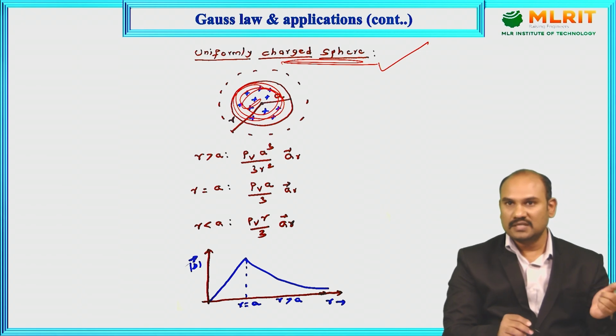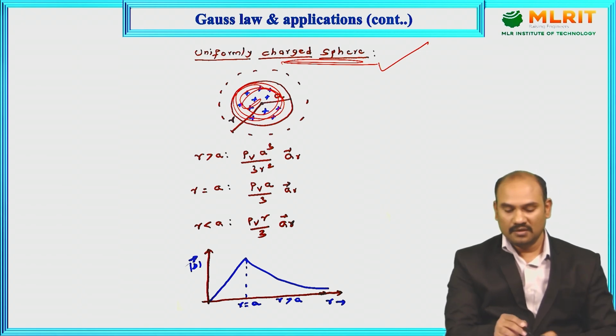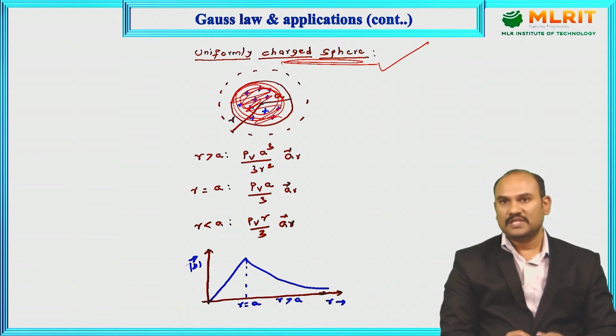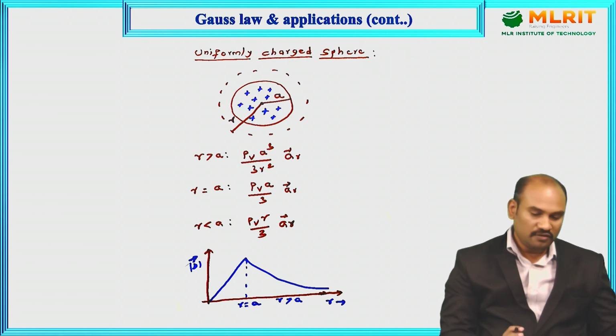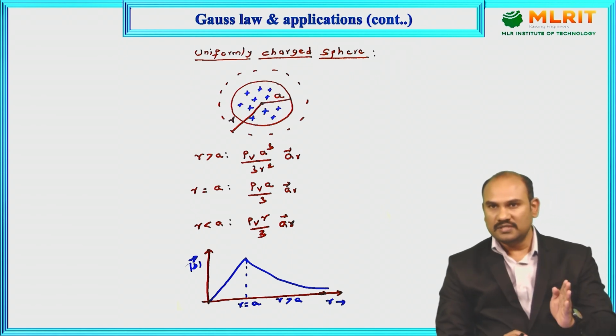In the previous case, charge is there on the surface of the sphere. Now, charge is there inside the sphere, and that too uniformly distributed. So we say this is a uniformly charged sphere. The same process we adopt here.